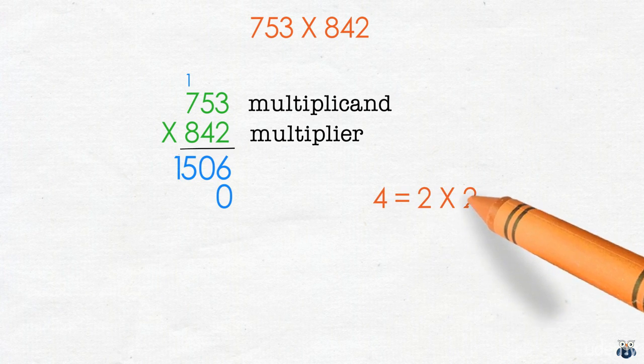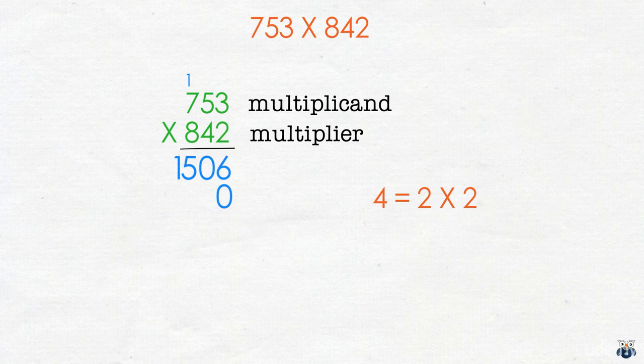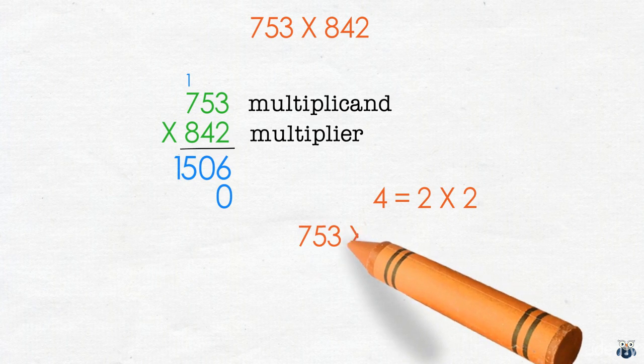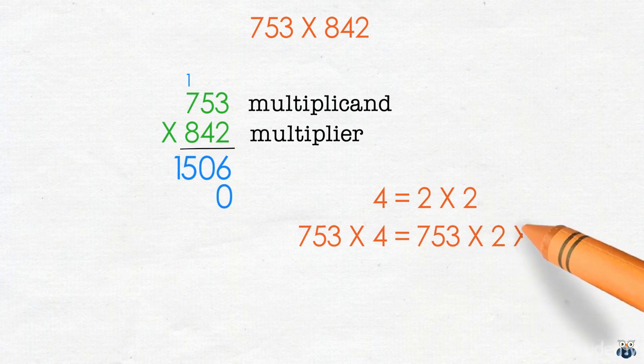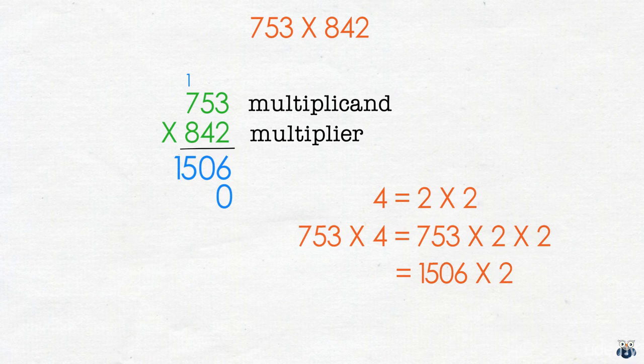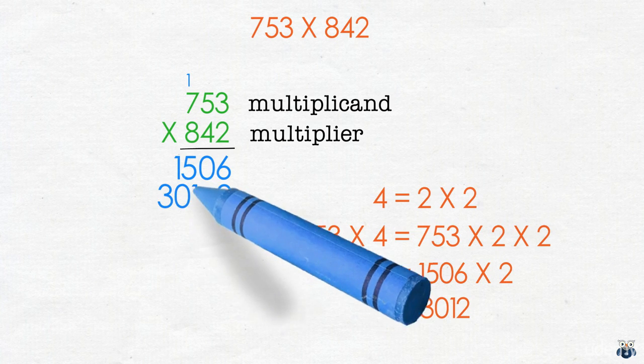Do we now need to multiply 753 with 4? No, we don't. 4 is a multiple of 2. It is twice as large. So the result of multiplying it with 753 should be twice as large as our first result. Our second result is 3012.